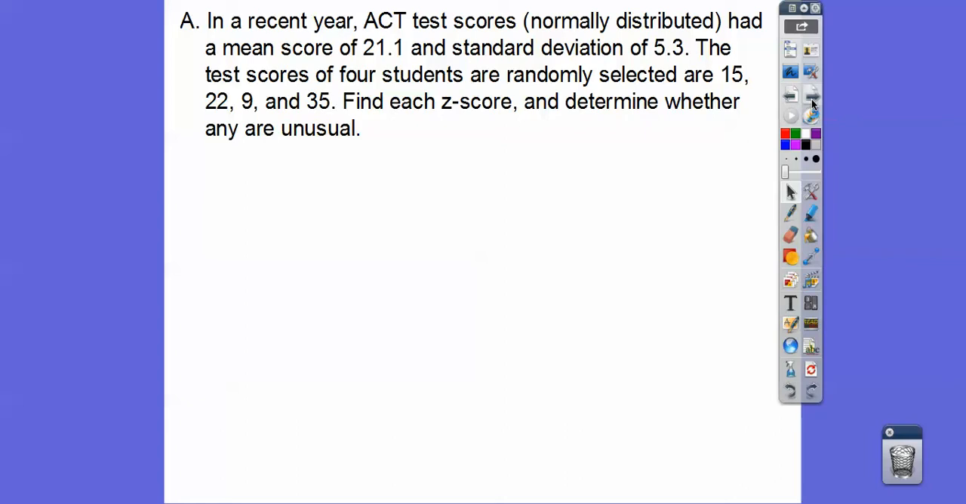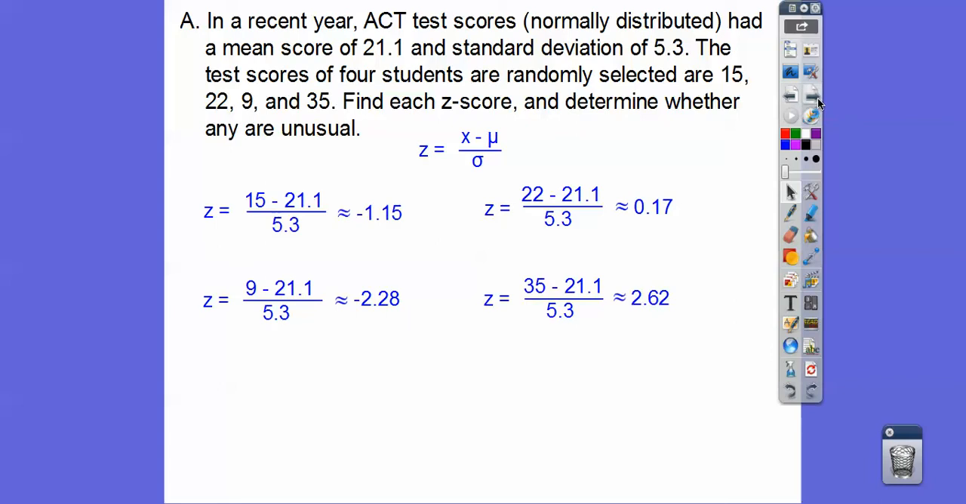And this says it's normally distributed. So even though we have a sample of only 4 students, any population size or sample size will be normally distributed also, as long as it's normally distributed. Okay. So there are our z-scores right there.